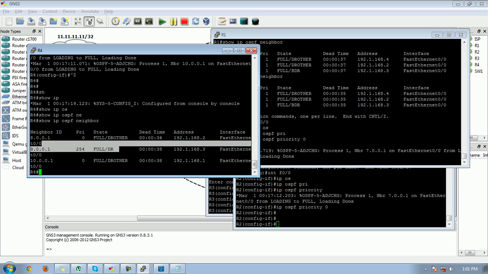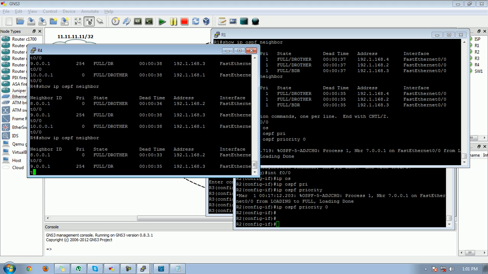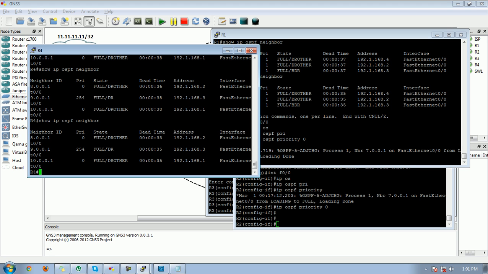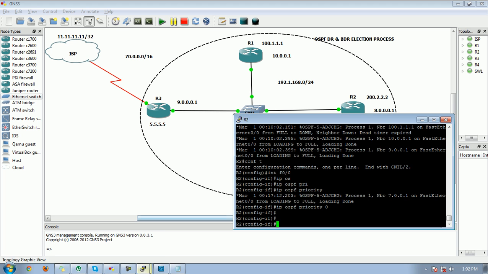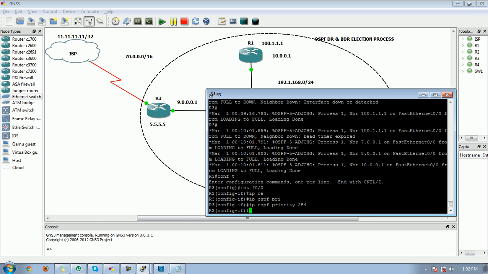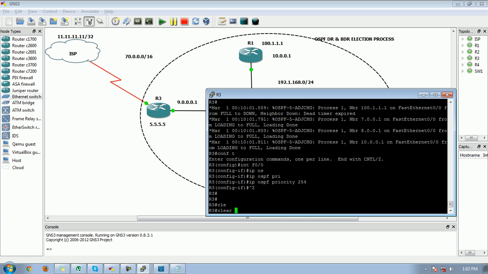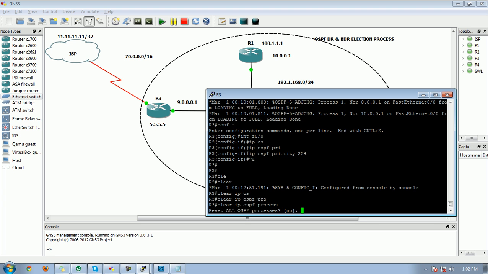There is no need to clear. He is my DR right now, but he will not be. He should not be DR actually, because we got 254. Yeah, it's 254. R4 should be DR, right? So what I'll do, I'll clear R2. Is it R2? No. It should be R3, right? Yeah, we'll clear it. Clear IP OSPF process.